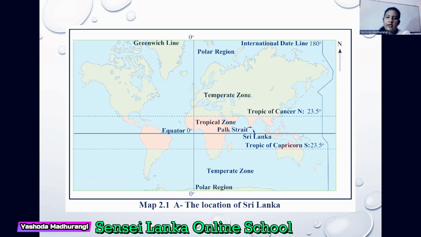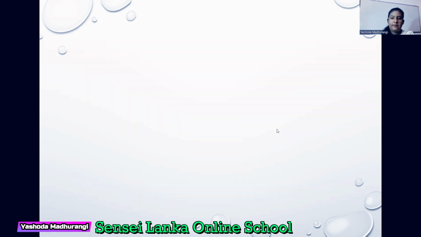In orange color, you can see the tropical zone. Equator is there in the middle. Then Sri Lanka is marked here. Greenwich line is there, 0° longitude. Then to the east of it, this is the location of Sri Lanka. This map is there in your school textbook also. So remember this.